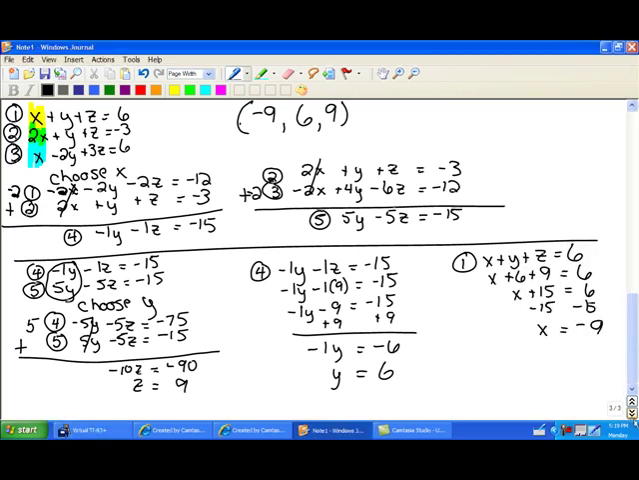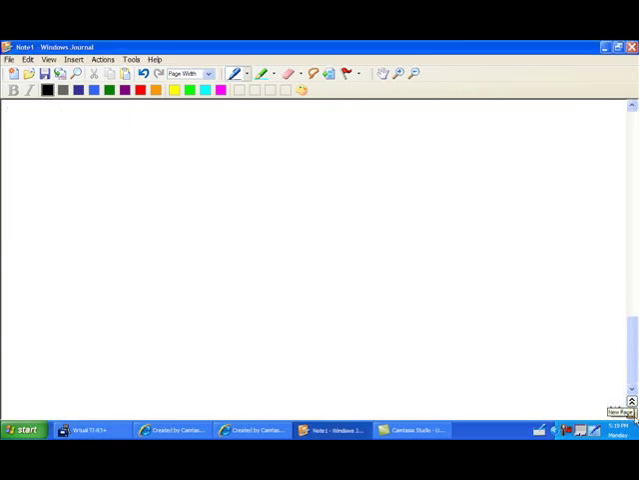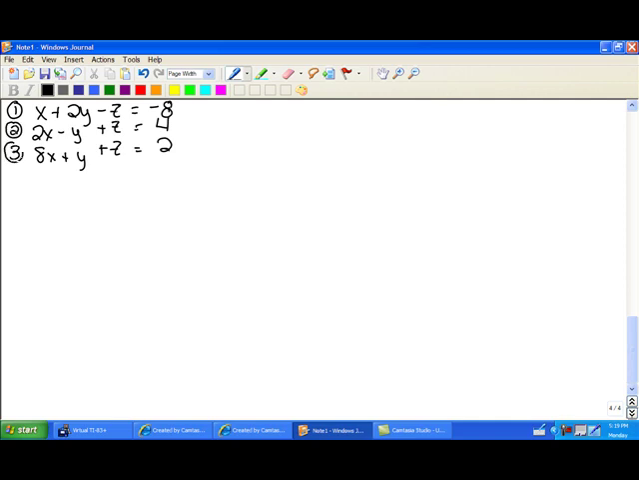Let's look at one more equation and work it all the way through. This time I want us to look at x plus 2y minus z equals negative 8. 2x minus y plus z equals 4. And 8x plus y plus z equals 2. Again, we need to stay organized, so let's label these 1, 2, and 3.